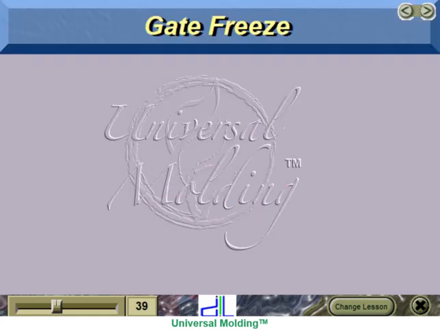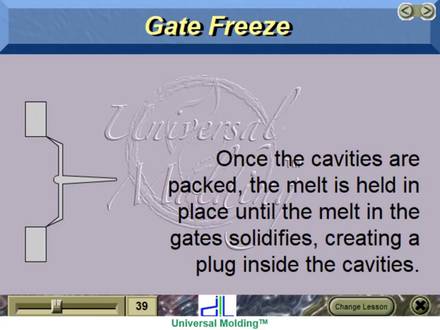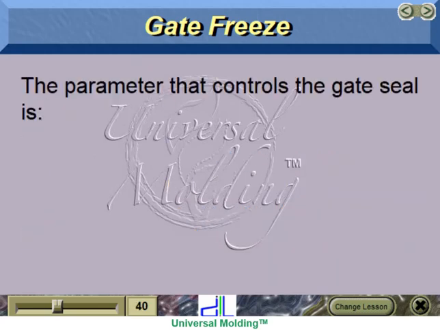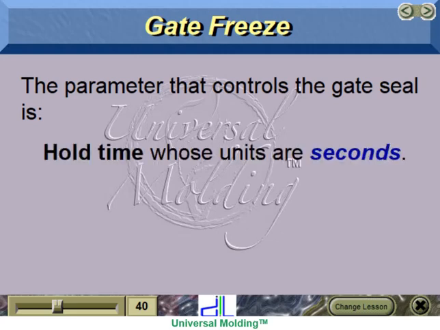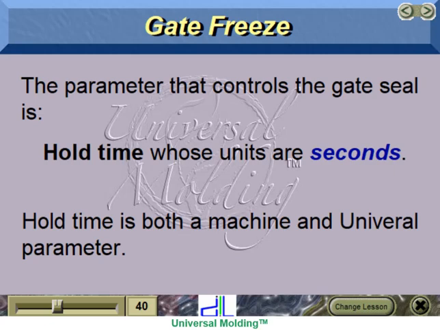Gate freeze. Once the cavities are packed, the melt is held in place until the melt in the gate solidifies, creating a plug inside the cavities. The parameter that controls the gate seal is hold time, whose units are seconds. Hold time is both a machine and universal parameter.